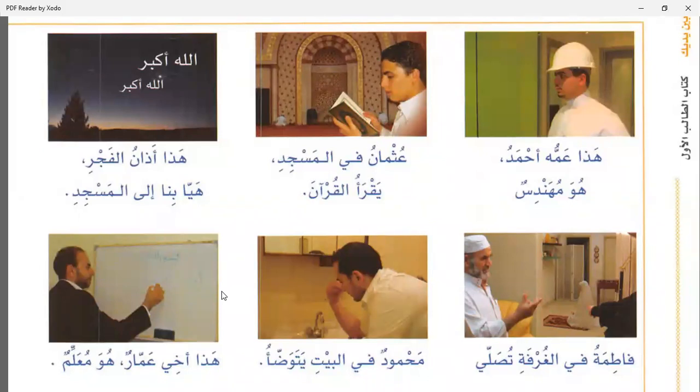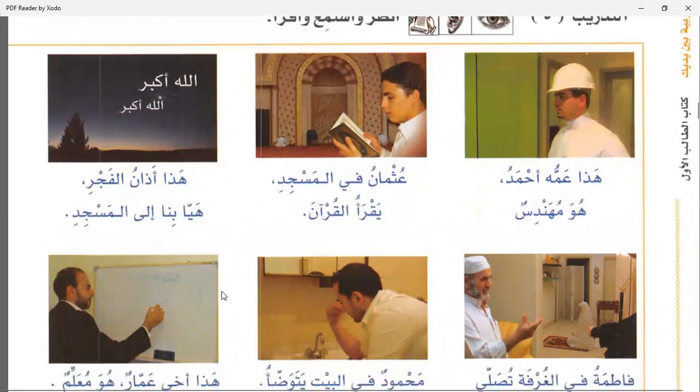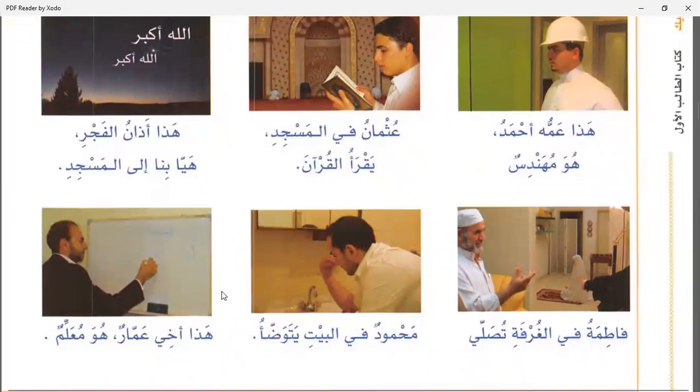This is his uncle Ahmed. He is an engineer. Uthman is in the masjid. He is reading Quran. This is the adhan of Fajr. Let's go to the masjid.